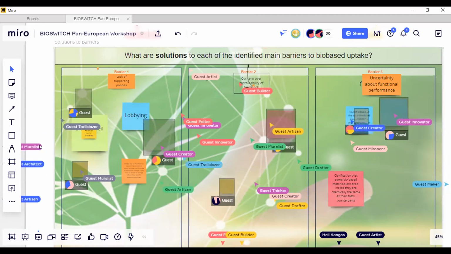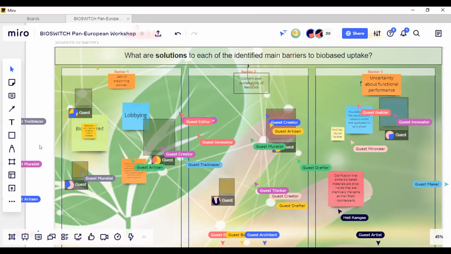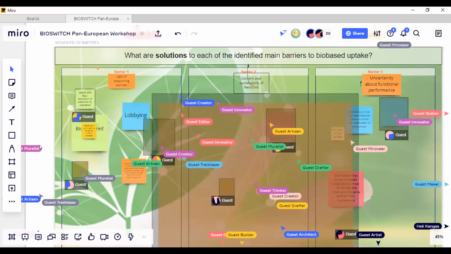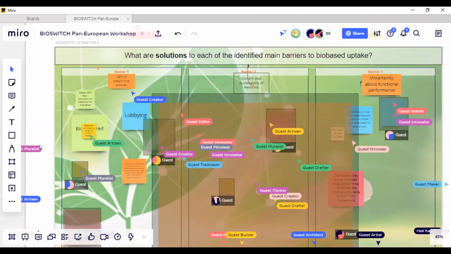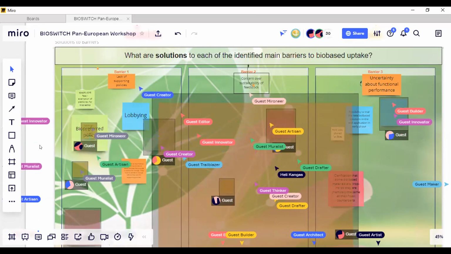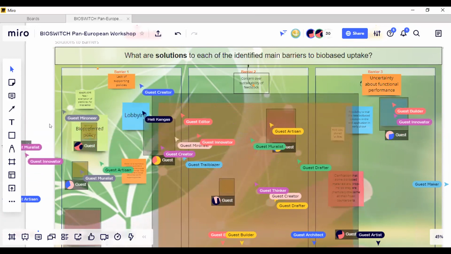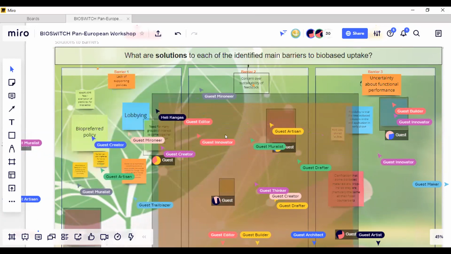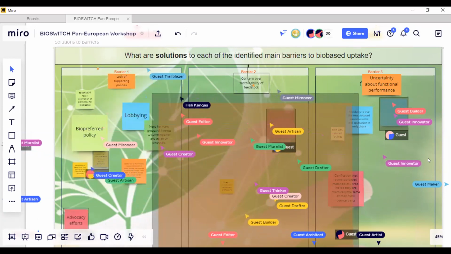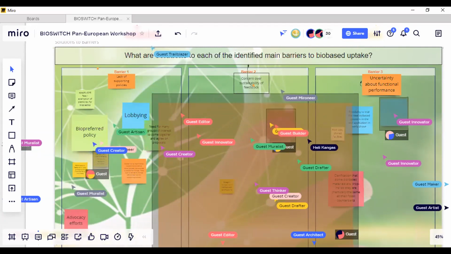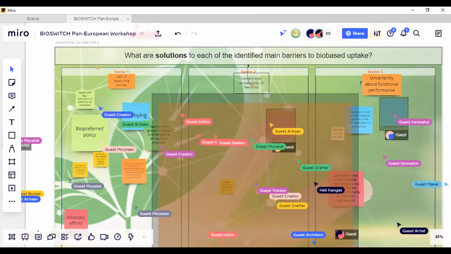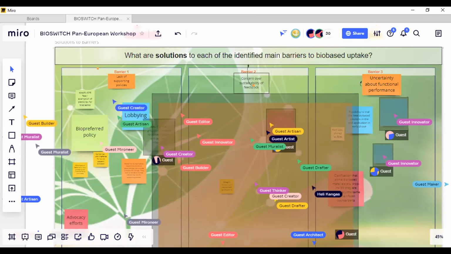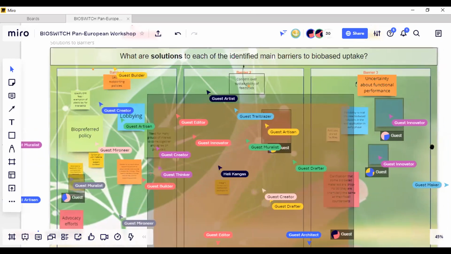And we have some policy solutions coming in. So things like the bio-preferred policy, which John referred to, carbon tax with ring fence for tax to support bio-based, need for groups of interest to come together and agree on proposals.